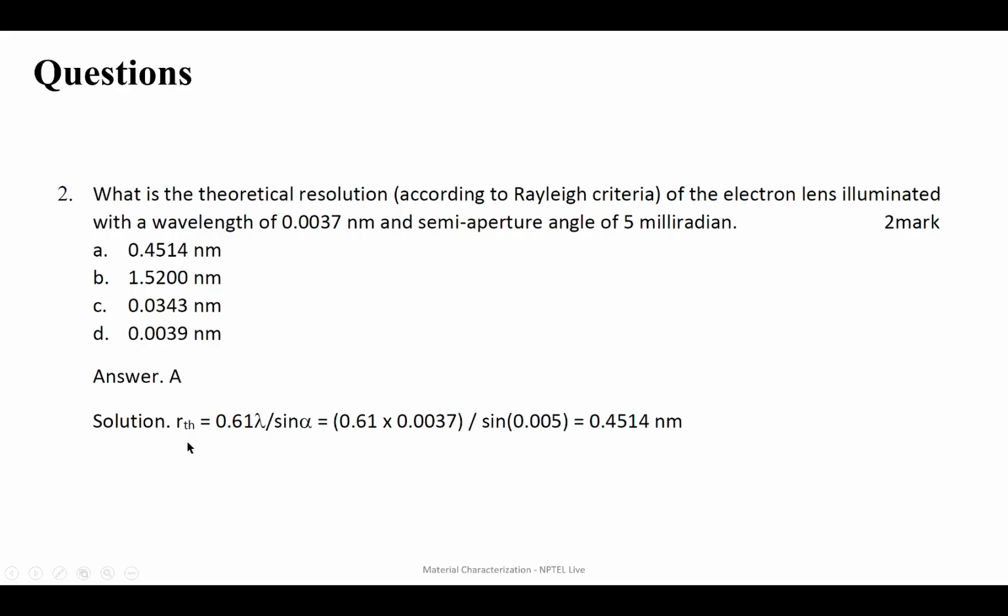So the Rayleigh criterion formula is 0.61 lambda by sine alpha. Putting lambda as 0.0037 and alpha as 5 milliradian, which is 0.005, we get the result as 0.4514 nanometers.